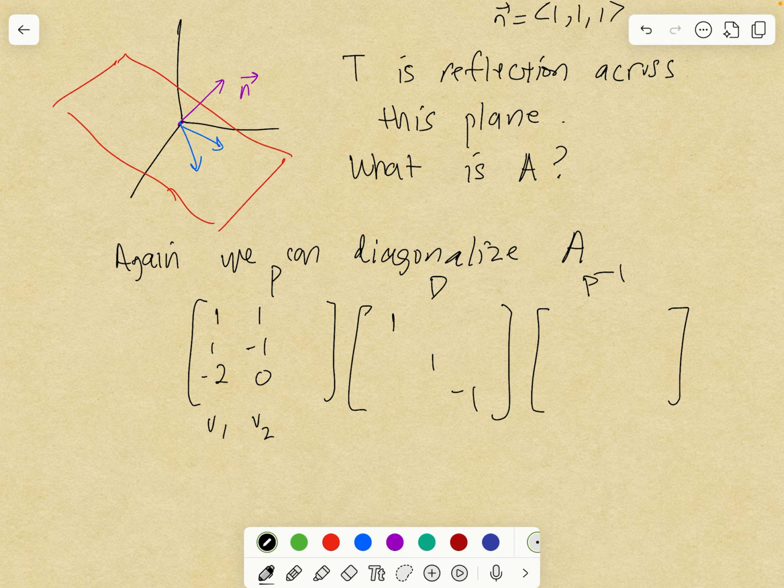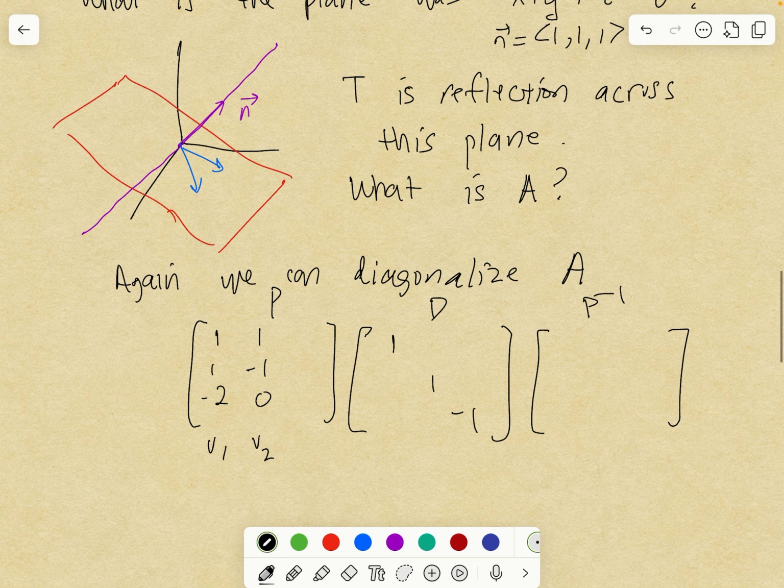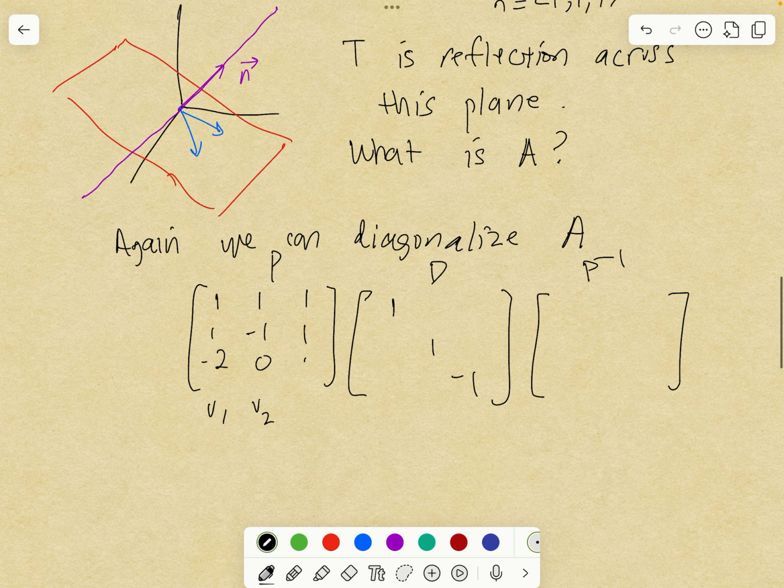All right, so now we just need an eigenvector with eigenvalue negative 1. Those are going to be the vectors on the line that's orthogonal to the plane. It's the line along the normal vector. Well, why not just take the normal vector? We can take any non-zero scalar multiple, but let's just take v3 to be n, our normal vector, 1, 1, 1. So that's P, and A is PDP inverse.